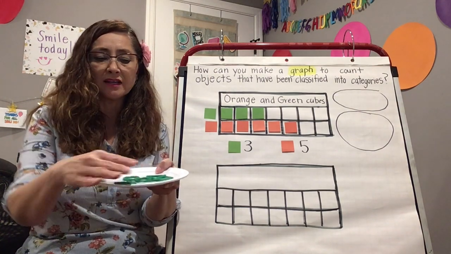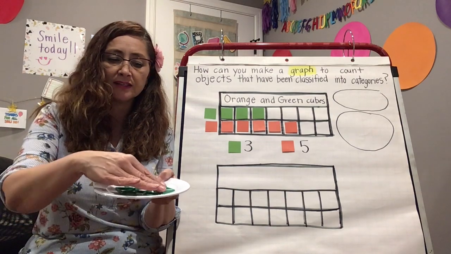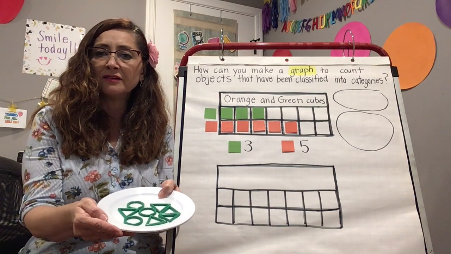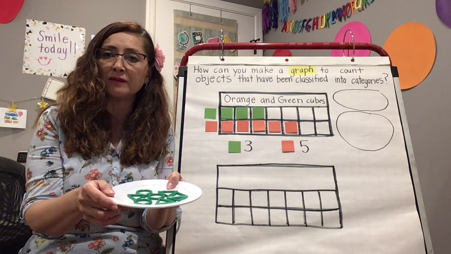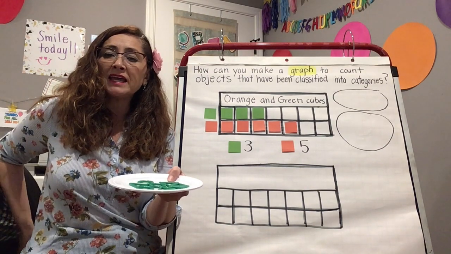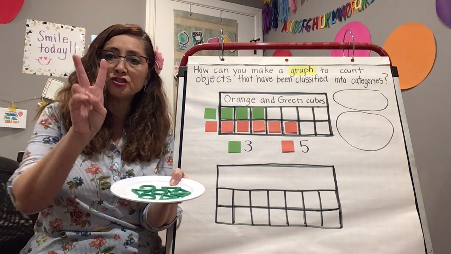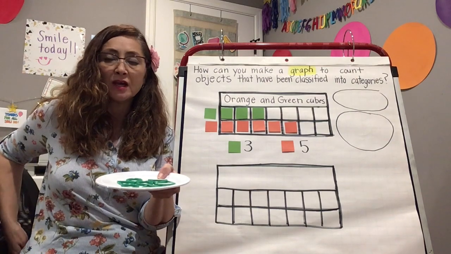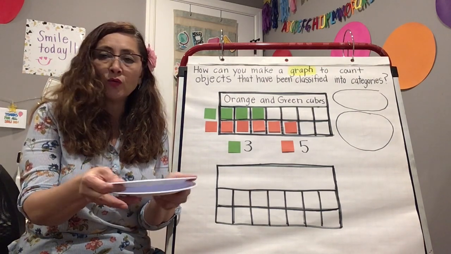Now, let's take a look. Is every single one a different shape? Take a look, okay? That's right. There are only 2 shapes, 2 kinds of shapes. So how many categories are we going to have? That's right, 2. We're going to make 2 groups. We're going to make a group with what shape?